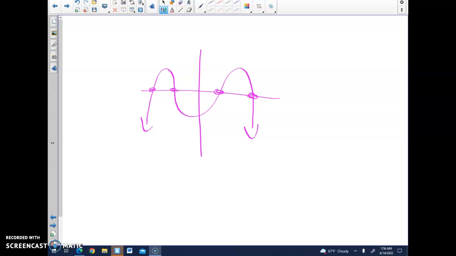How many real zeros here? Wherever we're crossing the x-axis, the answer is simply 4. That's how you get your real zeros.